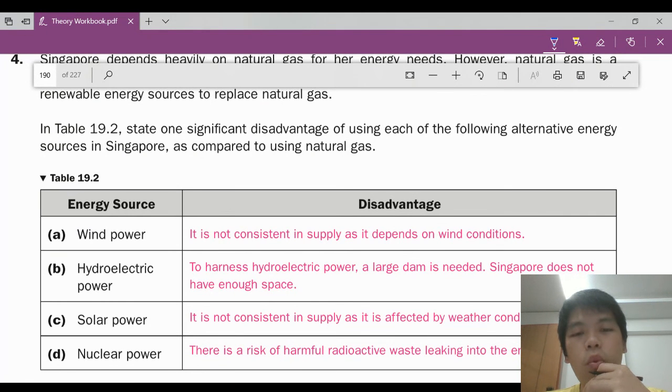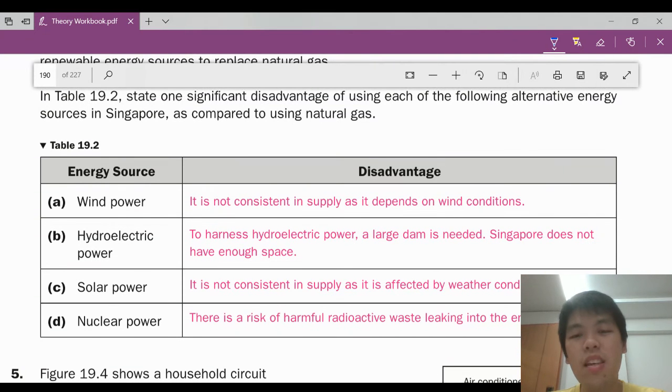Our wind speed is very low, so that's a disadvantage. Hydroelectric power, we need a large dam if we want to make use of hydroelectric power, but Singapore does not have enough space. Solar power is not a consistent supply because it's affected by weather conditions. Remember I told you Singapore has a lot of cloudy days, so it is an inconsistent supply.